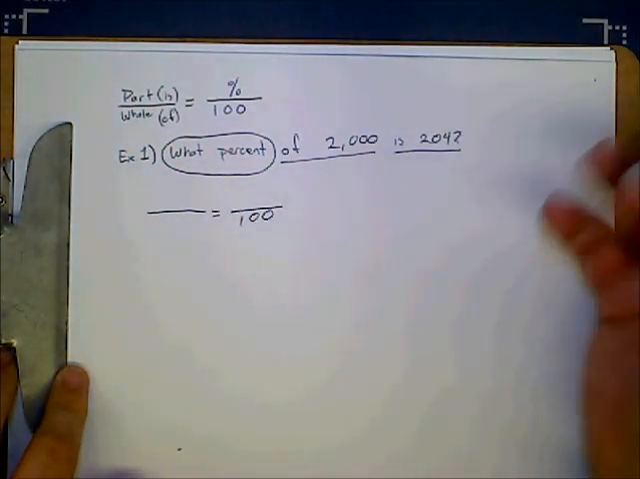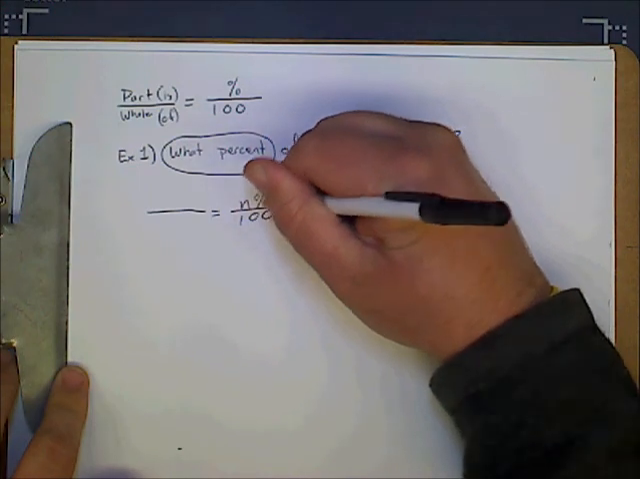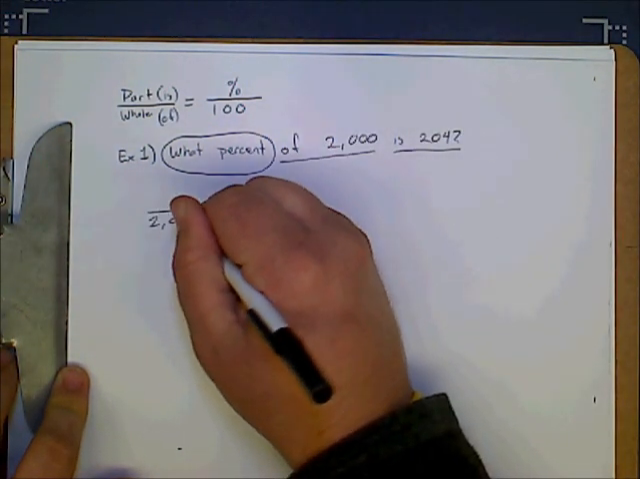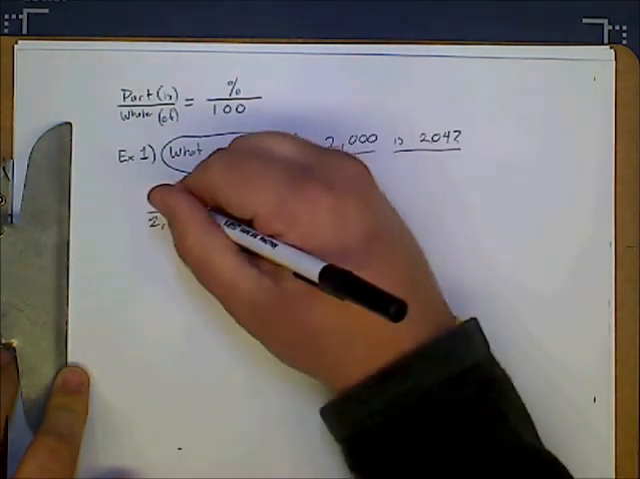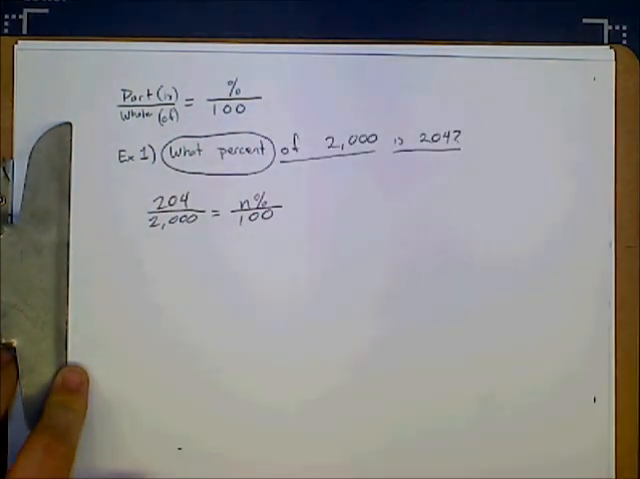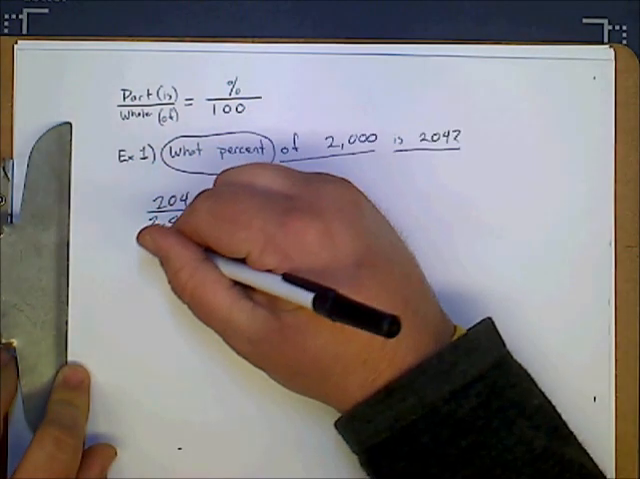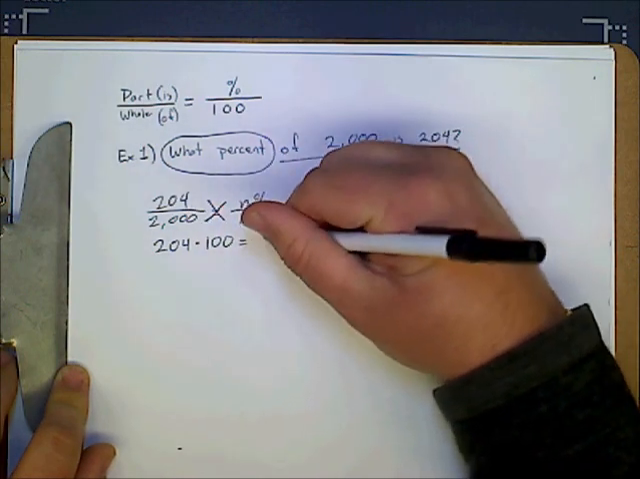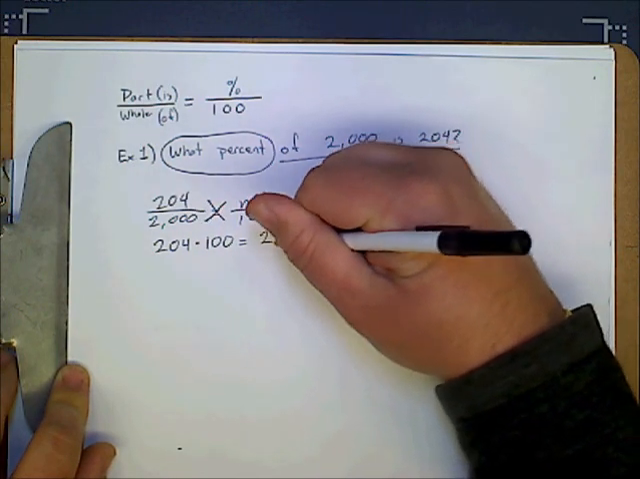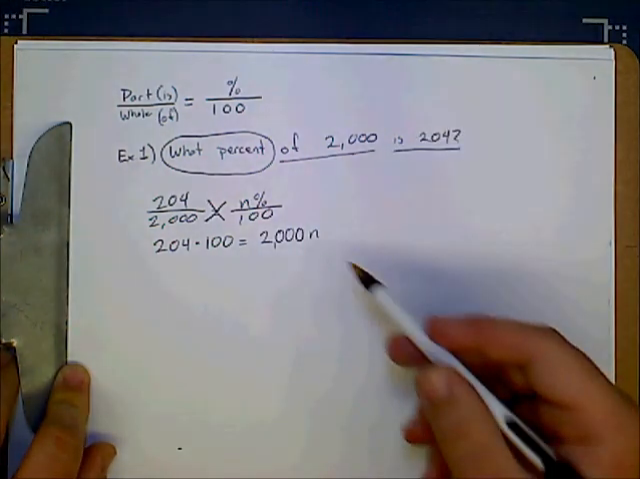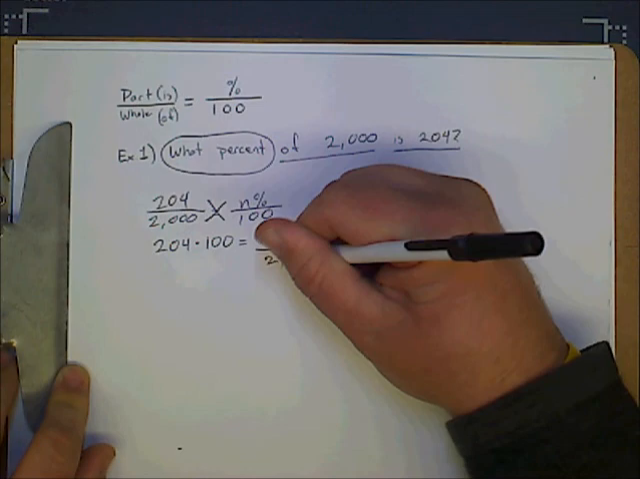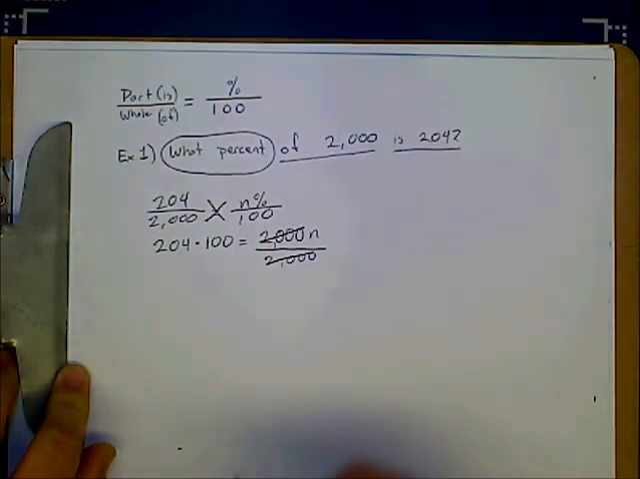So I like to circle where it says what percent, because we're going to have to find the percent, and then underline of 2,000 is 204. So then when we set up our skeleton, it's going to look like this. And obviously we don't know our percent yet. It asks what percent, so we're just going to use a variable. I like to use n percent, and then of 2,000, so 2,000 is going to go down here, is 204, so 204 is going to be our part.